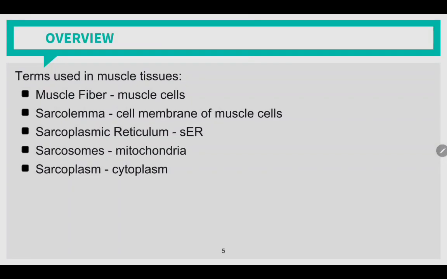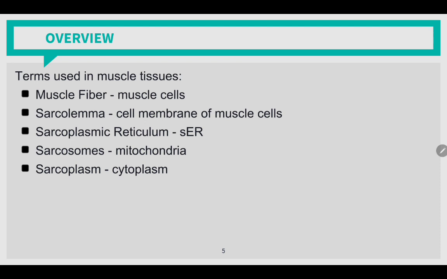These are the terminologies that you need to be familiar with when we tackle this topic. When we say muscle fiber, what we are referring to is the muscle cells. The muscle cells are also called muscle fibers. So please don't be confused: when I keep saying muscle fiber, I'm referring to the individual muscle cells.